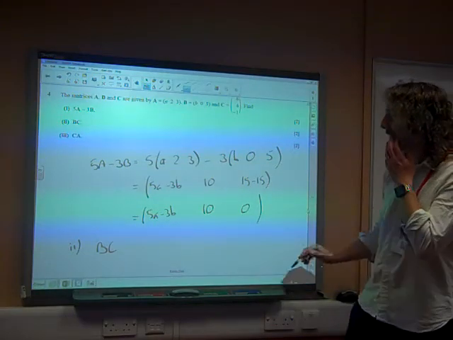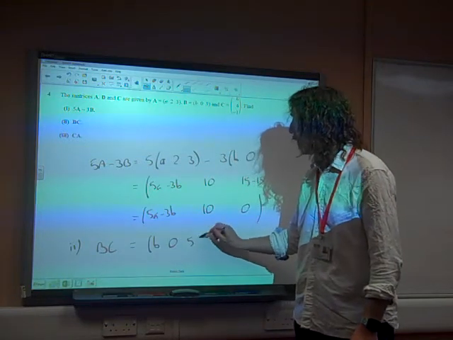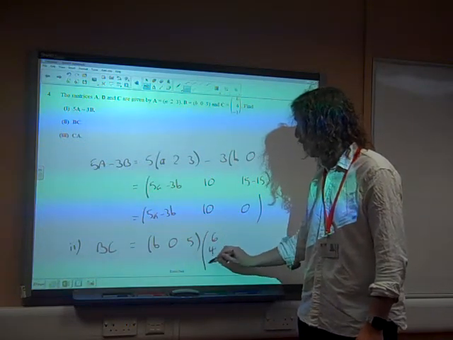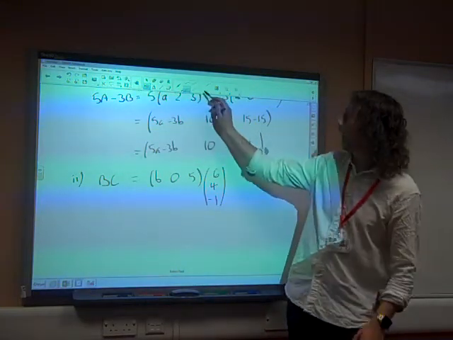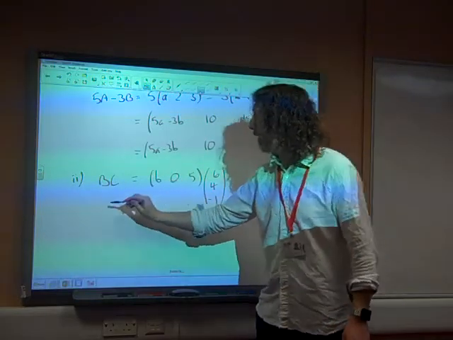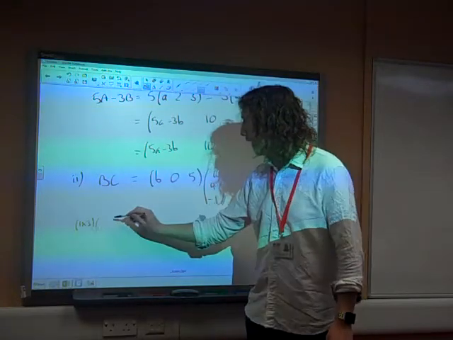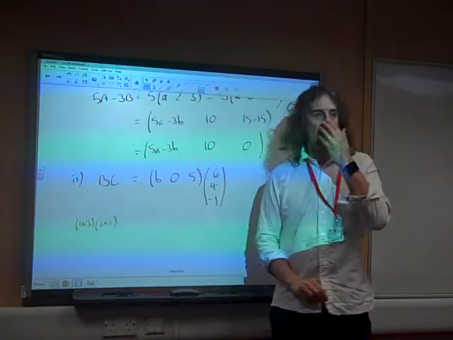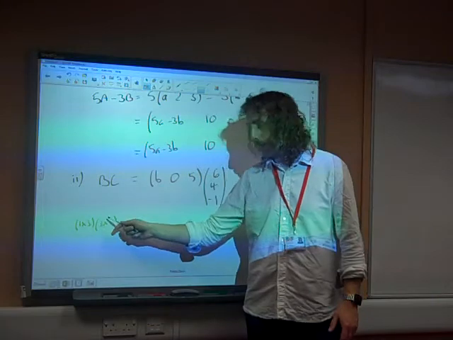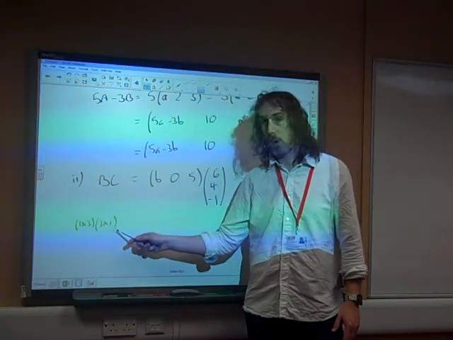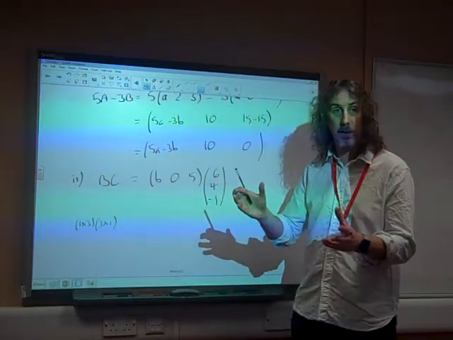BC. Right, so this is the matrix B, 0, 5, multiplying the matrix 6, 4, minus 1. Remember that thing about matrix multiplication? Here what we're doing is we're multiplying a 1 by 3 by a 3 by 1. So we should have in our mind what the answer is going to look like. If 1 by 3 times a 3 by 1, the 3's match up, we're left with a 1 by 1 as our answer. It still has to be a matrix, so it must have brackets around it. It's not a number.